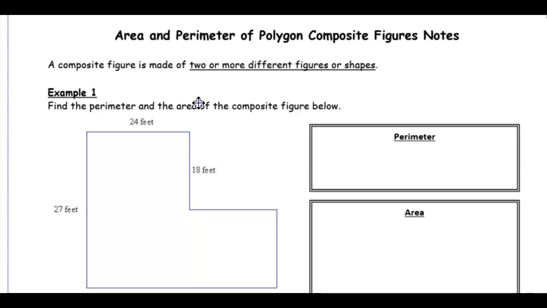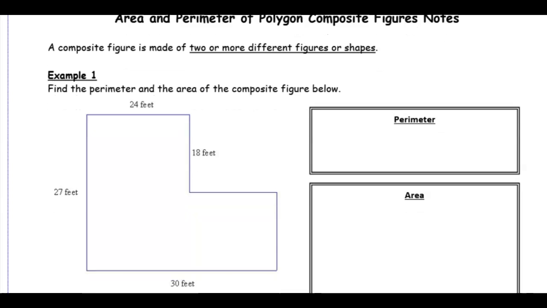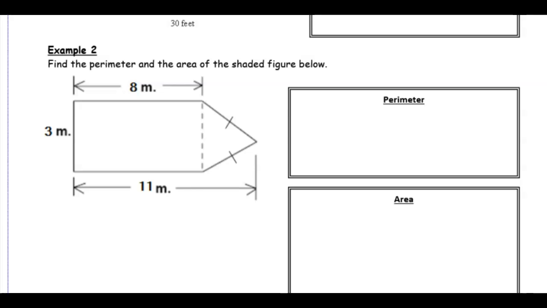Okay? So, check it out. Isn't this figure, which kind of looks like an L, just two rectangles? At the bottom, isn't this like a sideways-looking house? Isn't that a rectangle and a triangle stuck together? So, as you can imagine, you're just finding more than one area and combining them together.